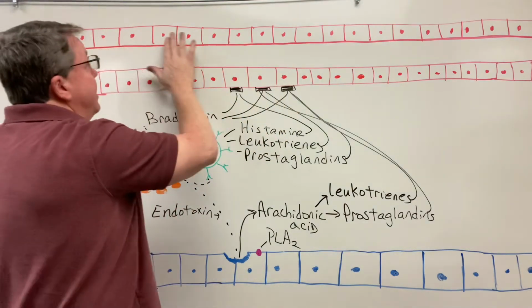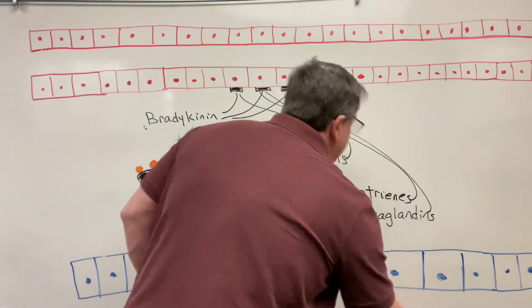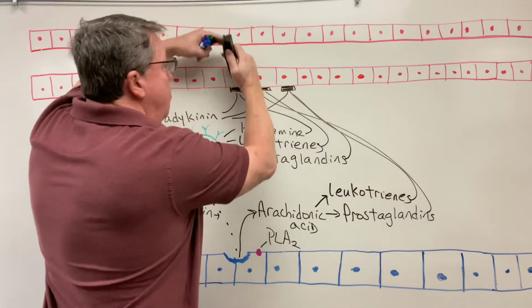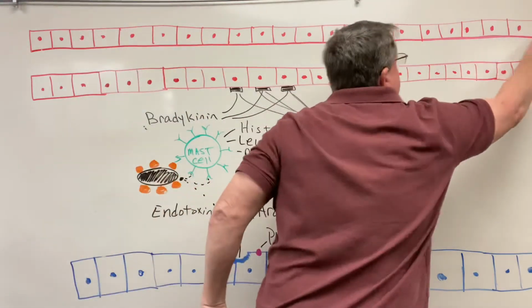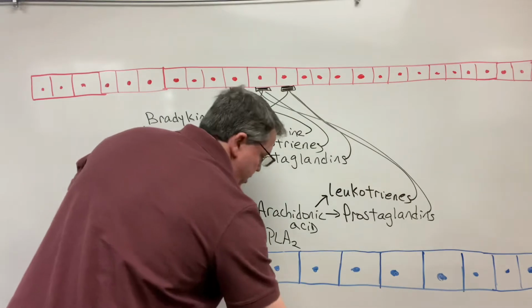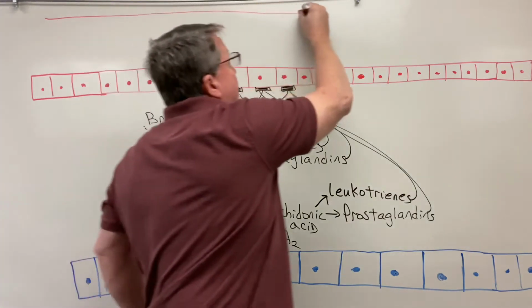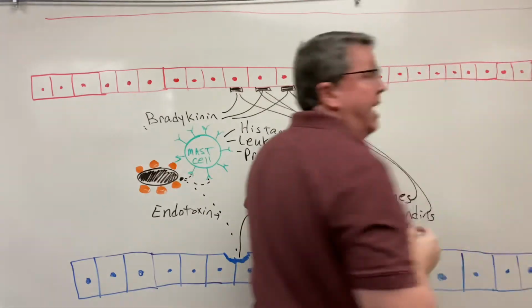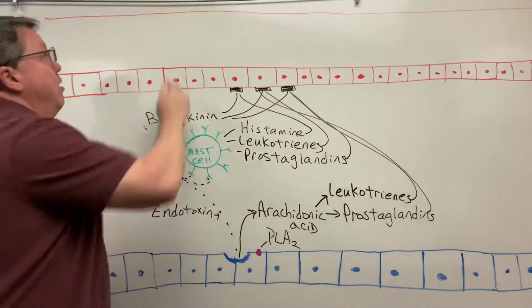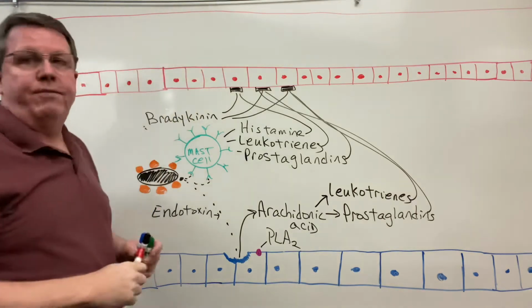So what I'm going to do is I'm going to erase this top line here to give you an idea of what this would look like. My blood vessel is going to open up, okay? So if I take this off, and I'm just going to draw a line up here to show my open blood vessel. So now you can see my blood vessel has gotten larger. I know it's hard to see, but this part's not important right now. But you can see the blood vessel's gotten larger.